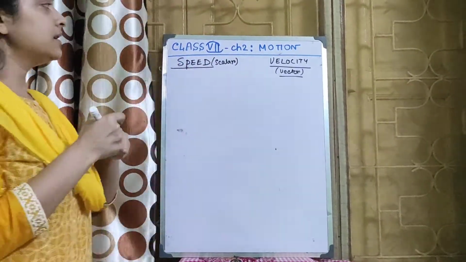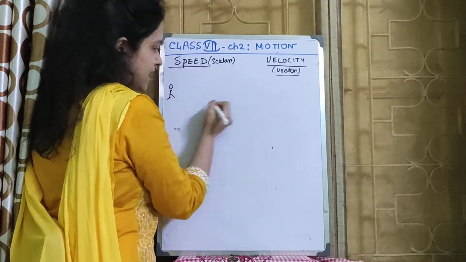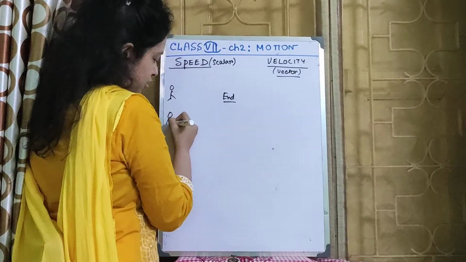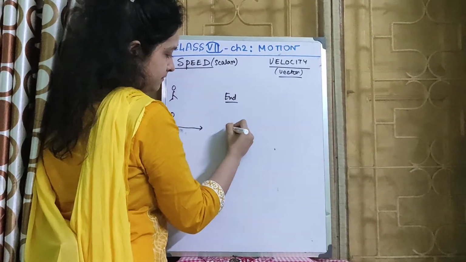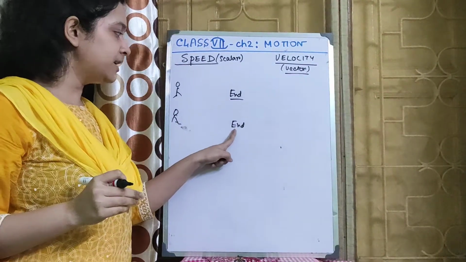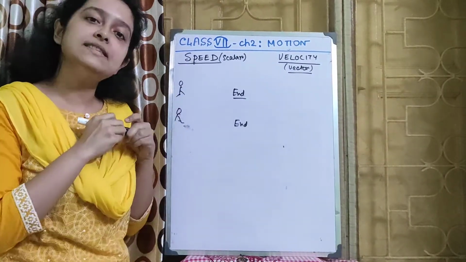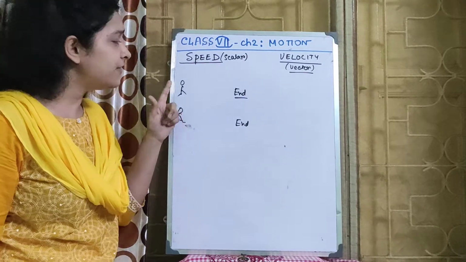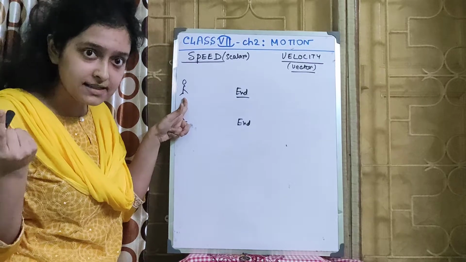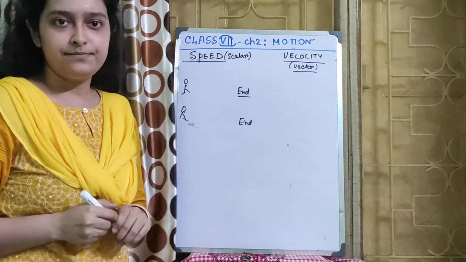Suppose you and your friend are running in a race. You have started to run. This is the end point, okay? And your friend has also started to run. You find that your friend has reached the end point earlier than you have. So what do we say? That your friend is faster than you. So we are using the word faster, right? So there comes the physical quantity speed.